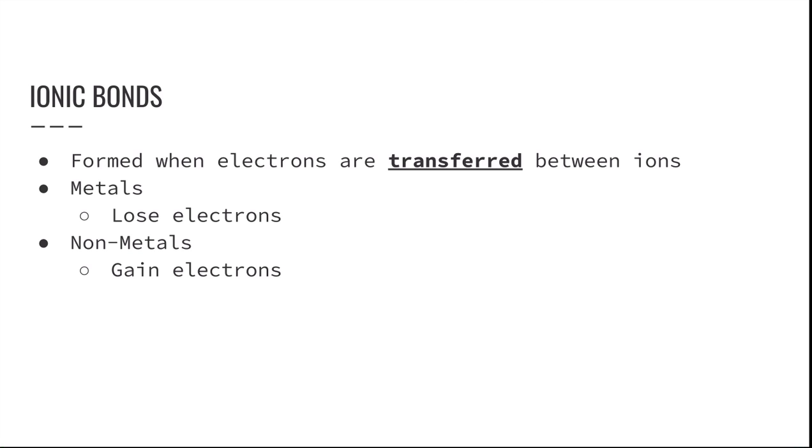Ionic bonds are formed when electrons are transferred between ions. It is essential that you remember that these are transferred because as we get into the other bonds, you're going to notice that electrons are not just transferred between all of the different bonds. So for metals in ionic bonds, they lose electrons and nonmetals gain electrons.